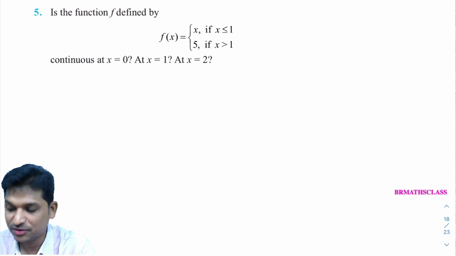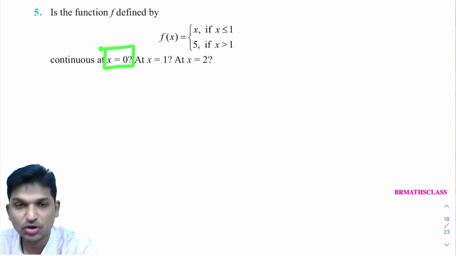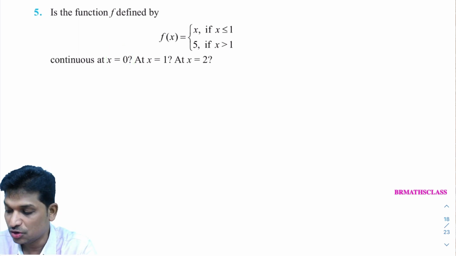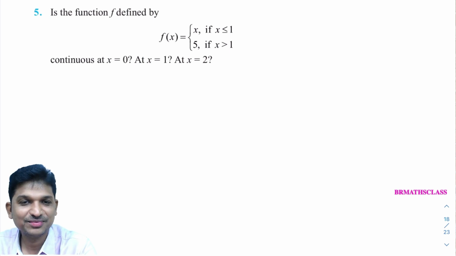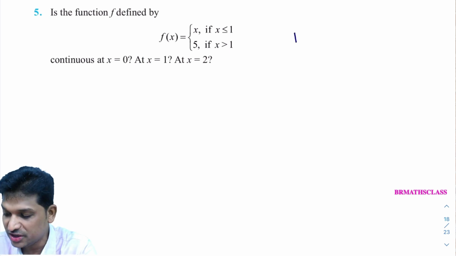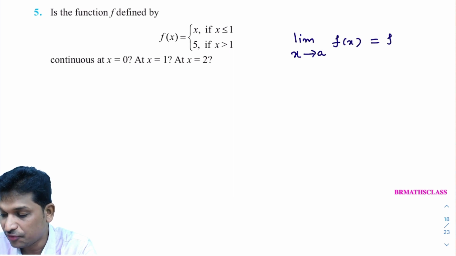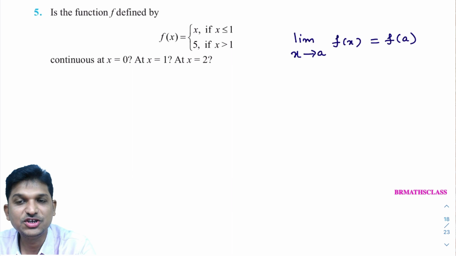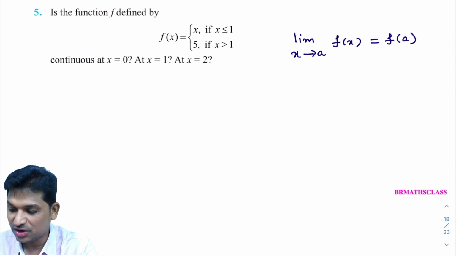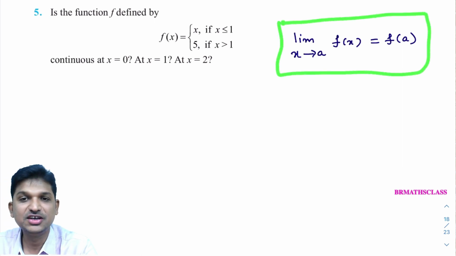So what we will do now? I will check continuity of the function at x equal to 0. Important thing: when we say a function is continuous at x equal to a, this is the hero of this story. If the limit as x tends to a of f of x equals f of a, then we say that the function is continuous at x equal to a. If you do not know this point, there is no use of doing all these problems.